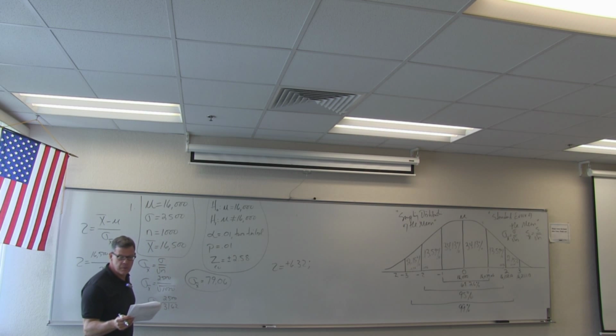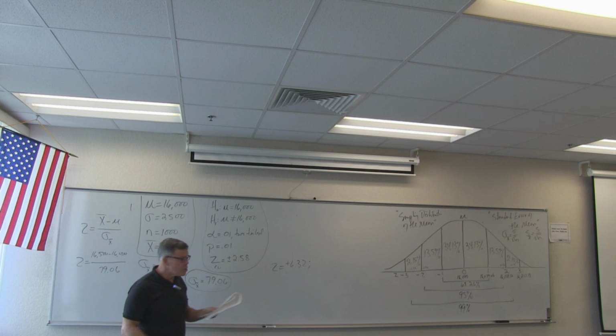Let's answer the question. Class, does their new chip have a significantly greater usable life than the norm? Yes. So whenever we reject the null, that answer is going to be yes. Whenever we accept the null, it's going to be no. Yes, we have a statistically significant difference in this case.